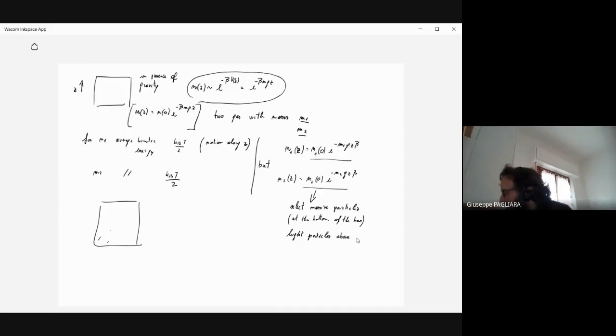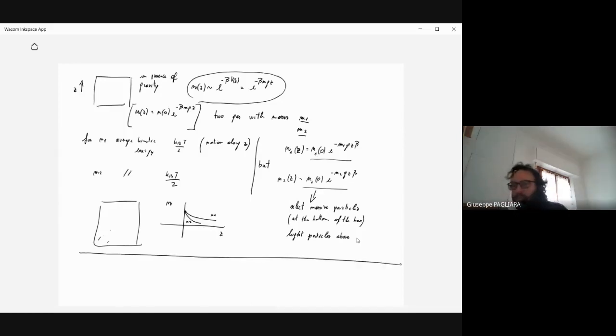Okay, so this is an exponential suppression. So if I make a plot of n of z, there will be an exponential suppression. This for m1, for instance, and this for m2. Okay. So basically, the external field is a way to filter, if you want, light particles or heavy particles. And we will see an example of this later also.